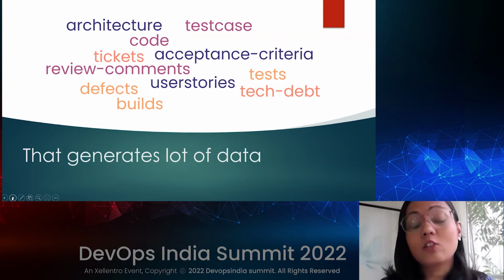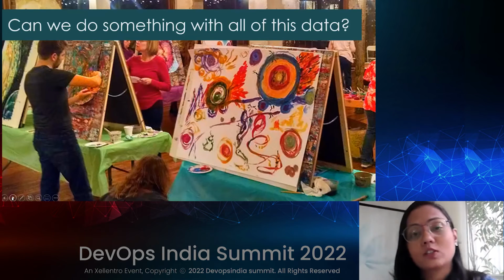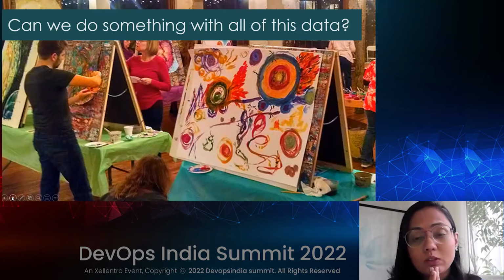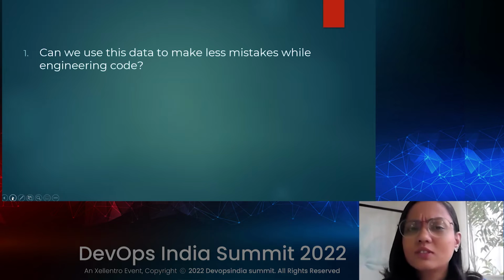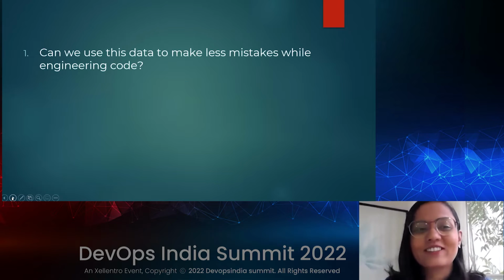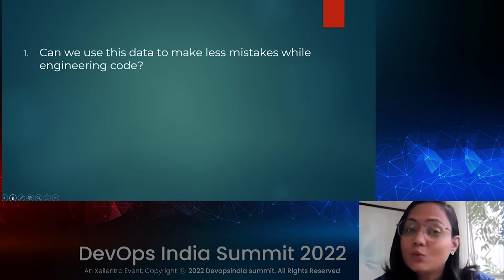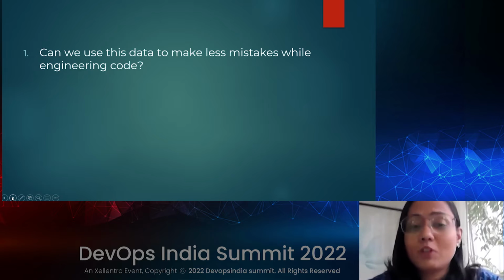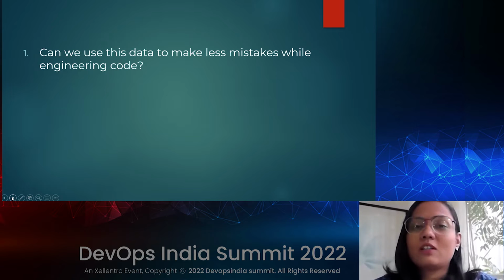That is a lot to be decided. There's a lot more that we can do compared to what we are doing today. Hence, the three pertinent questions that we have to ask about what we can essentially do with this data are: can we use this data to make fewer mistakes by engineering the code? Is there something that we can do? Can we use it so that I, as a developer, am nudged in the right direction to make fewer mistakes?